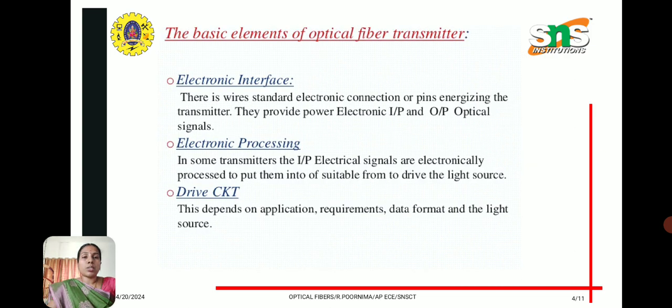The basic elements of the optical fiber transmitter are, first, the electronic interface. So there are wires, standard electronic connections or pins energizing the transmitter. They provide power, electronic input and output optical signals. And then electronic processing. In some transmitters, the input electrical signals are electronically processed to put them into suitable form to drive the light source and driver circuit. So this depends on the application requirements, data format and the light source.